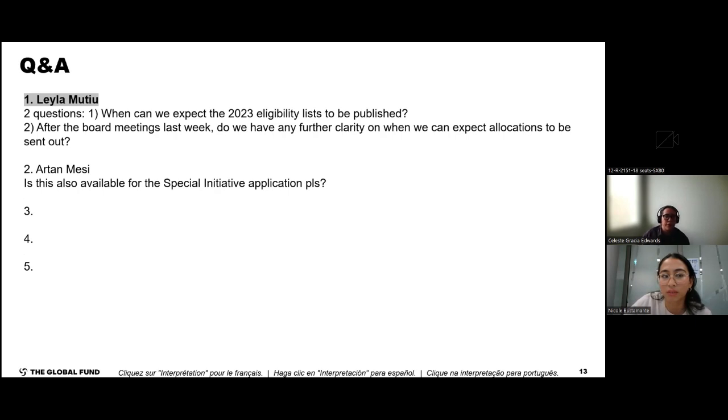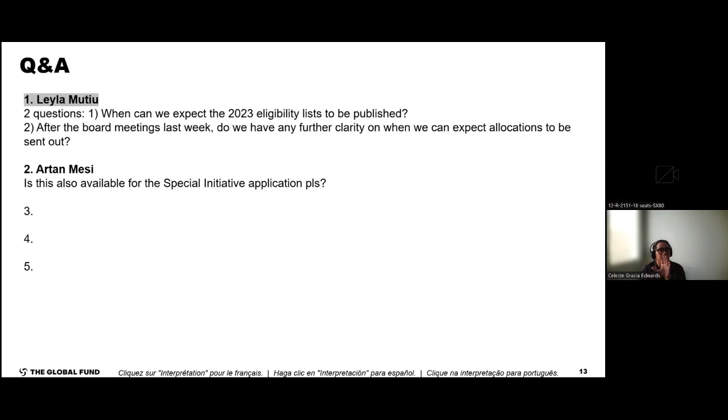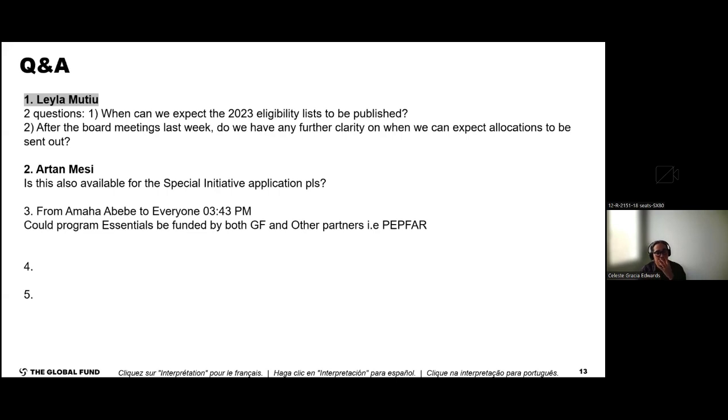Program essentials are relevant for all countries. In the funding request narrative for high impact and core countries, there will be a special place where, if a program essential is not filled, space is given to explain what the plans are to achieve this program essential. This is not the case for focus countries, but yes, it is relevant for every single country.